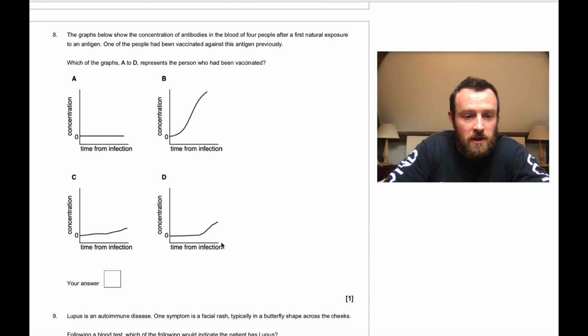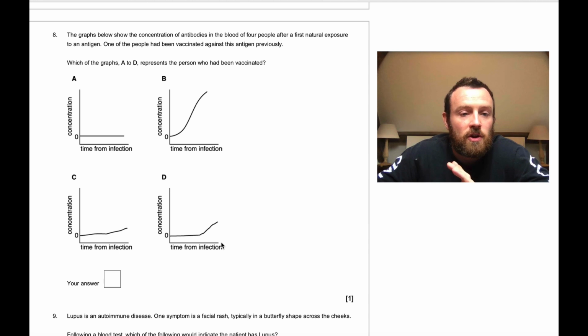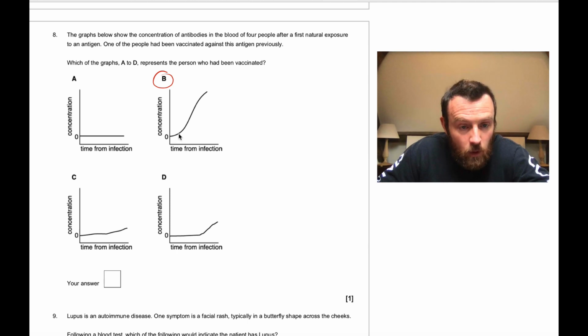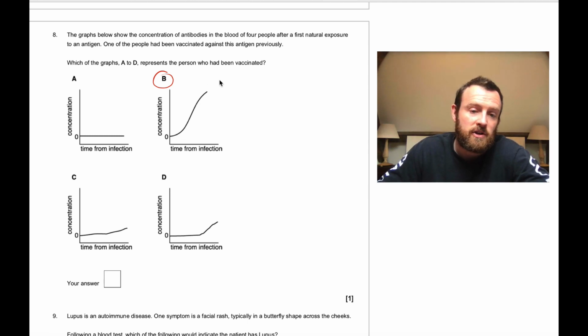Okay, so question 8. First of all, if you need to do it, have a think, pause, and we'll come back to it. Okay, right, the graphs show the concentration of antibodies in the blood of 4 people after a first natural exposure to an antigen. One of the people had been vaccinated against this antigen previously. Which person has been vaccinated? Hopefully this one should be fairly clear. The answer is going to be B, because look at this quick increase in the antibody concentration in the blood. This is due to the presence of B and T memory cells that are present at T0 and rapidly clone themselves, clonal expansion, and we get a quick secondary immune response there.